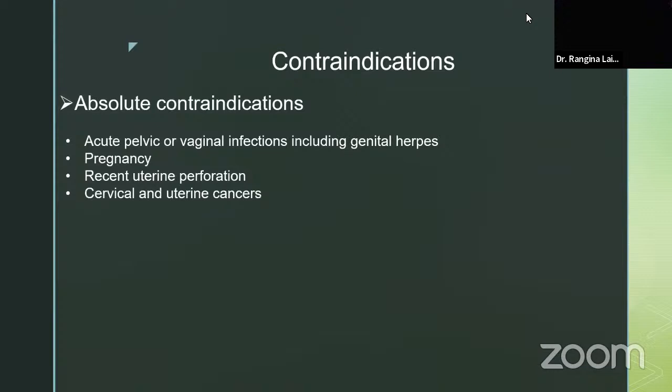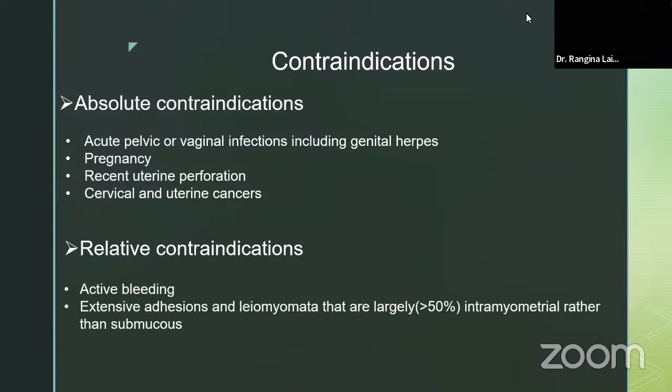About the contraindications, it's simple. If we are preparing a case for hysteroscopy, we should, of course, rule out PID. We should rule out vaginal infection. We should rule out pregnancy. If there is any history of recent uterine perforation, we should not go for that. Even cervical and uterine cancer, these are the absolute contraindications.